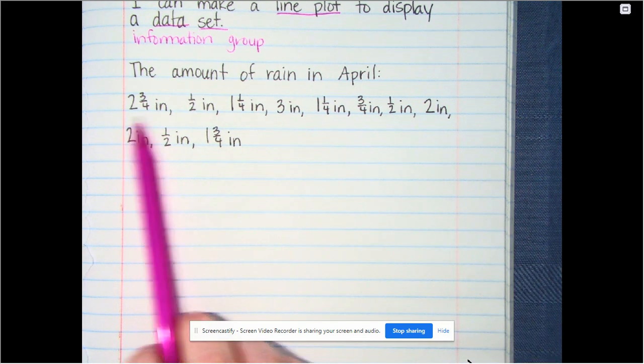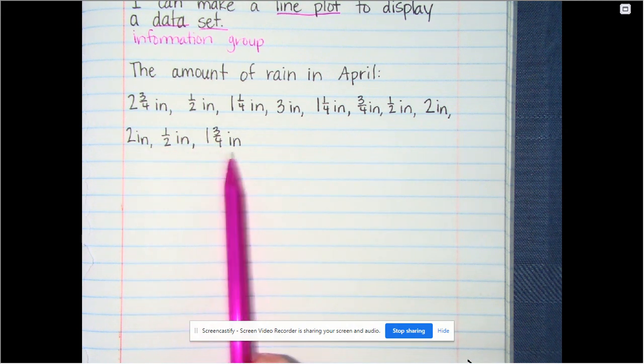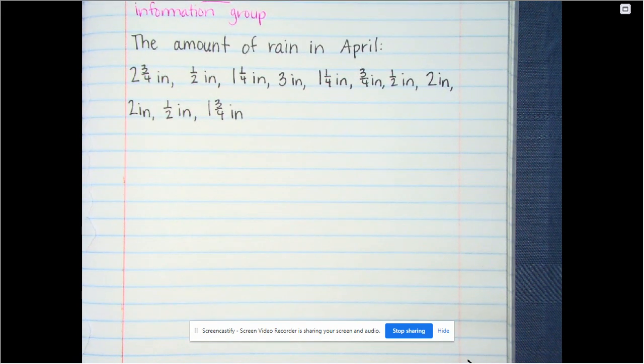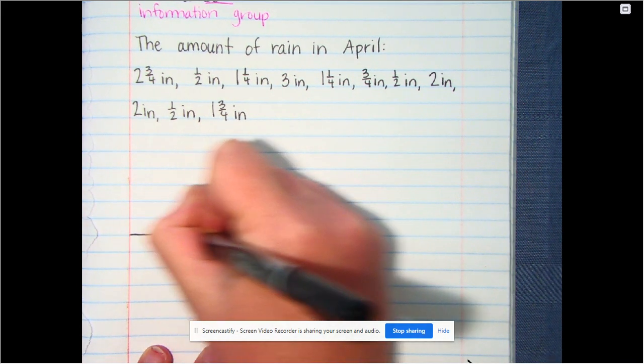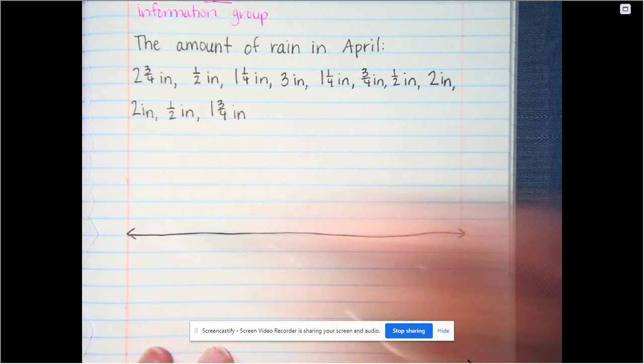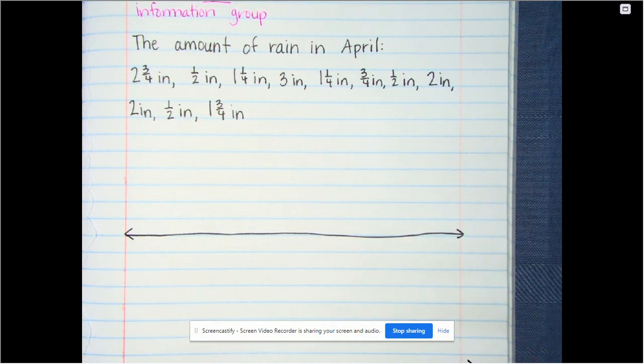So I recorded the days that we were getting rain, and I wrote down the amount of rain that we got in a 24-hour period. So I want to plot these numbers on a line plot. The first thing that I'm going to do is draw a horizontal line. And this should start making you think of a number line or a timeline. So we're going to put the arrows to show that it could go in either direction.